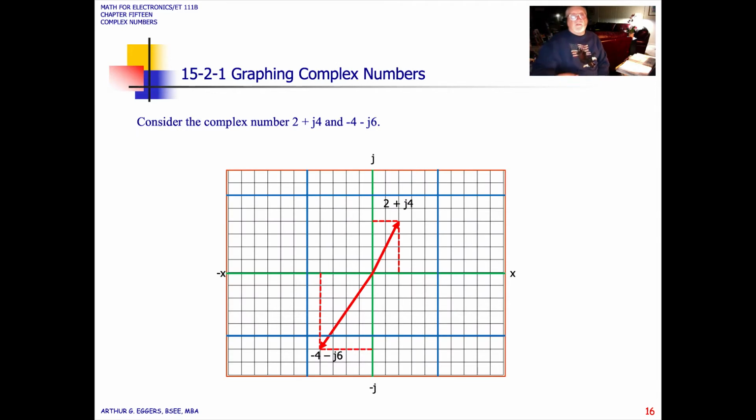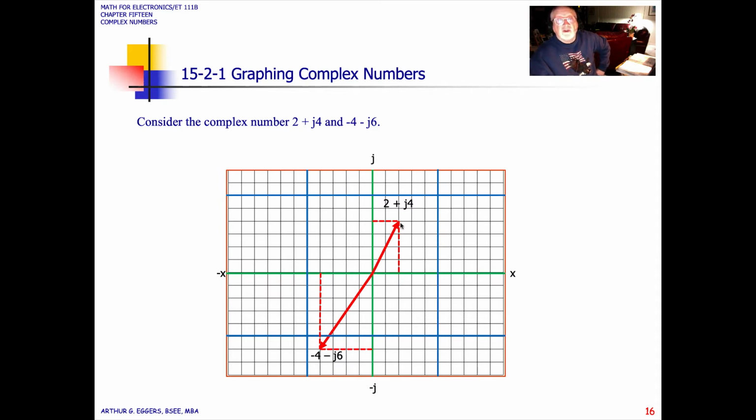Okay, so here's that graphical representation. In looking at a graph then, if we have two complex numbers, 2 plus J4, minus 4 minus J6, you can see how they plot. These red arrows actually become the vector.